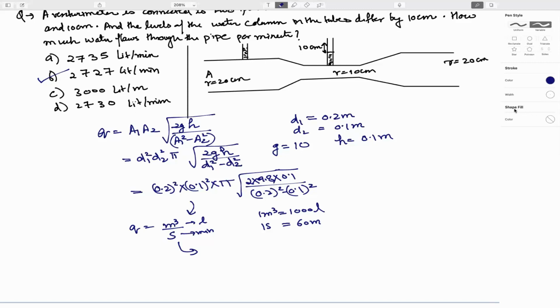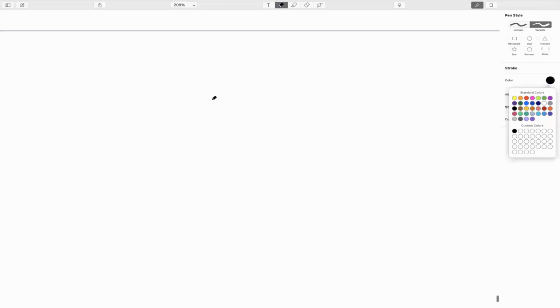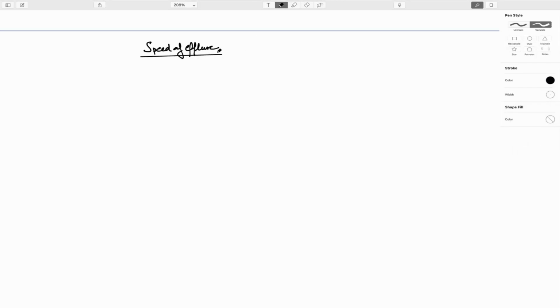Now, another concept that is very important as an application of Bernoulli's theorem is the speed of efflux. What we need to find out is the speed of efflux of water from a tank through a hole near its base. Okay.